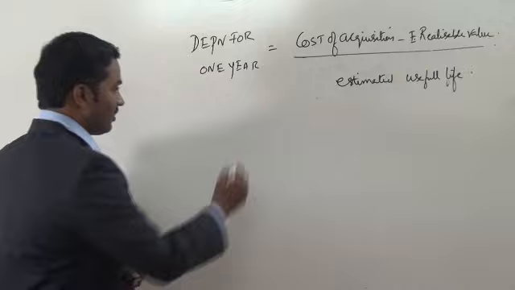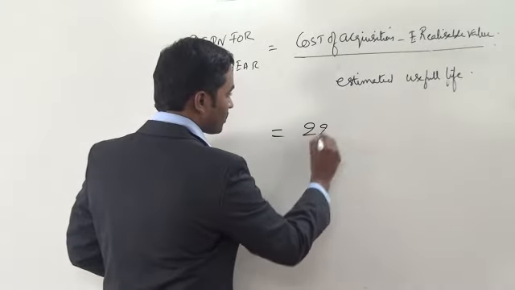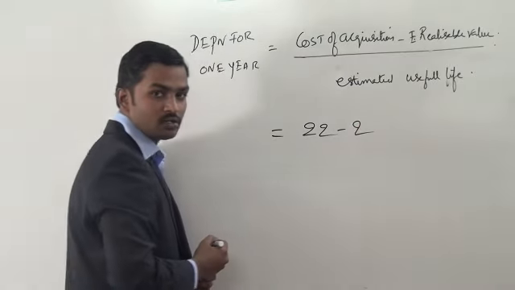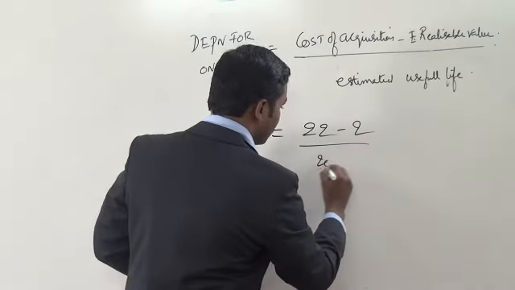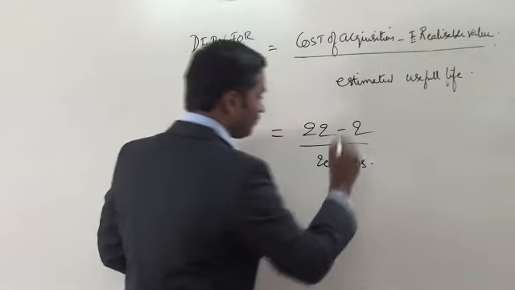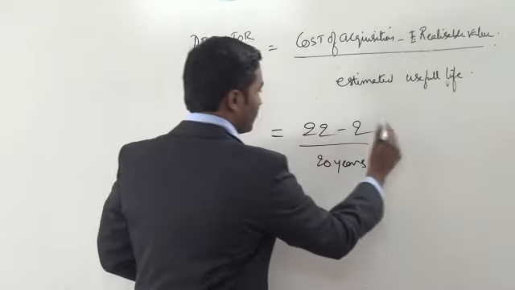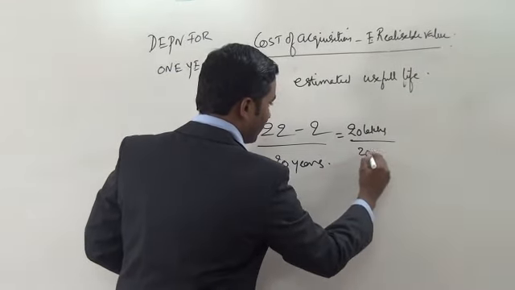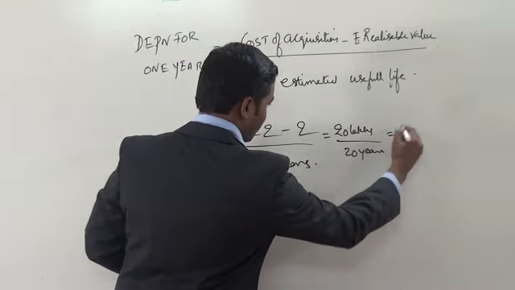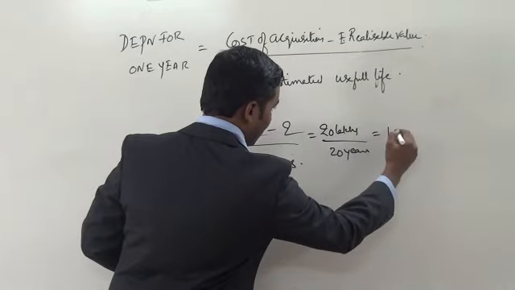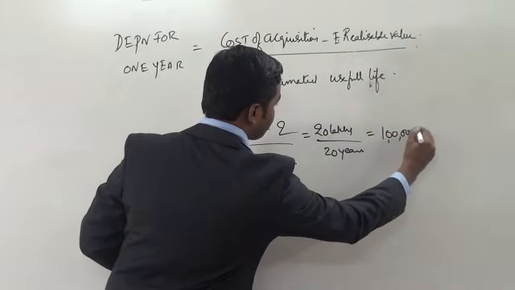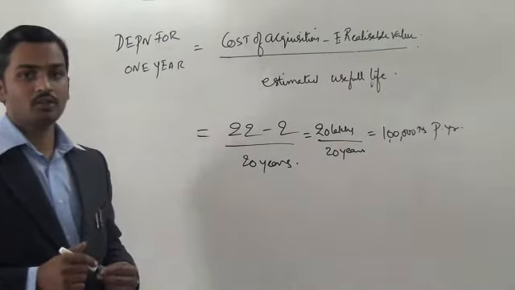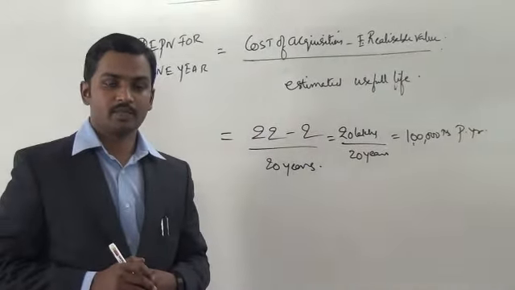We can substitute the example in our formula. Cost of acquisition was 22 lakhs. The estimated scrap value was 2 lakhs. And the life was 20 years. So 22 lakhs minus 2 lakhs is 20 lakh rupees, and divided by 20 years, the depreciation comes to 1 lakh rupees per year. So every year we are going to lose 1 lakh rupees as depreciation.